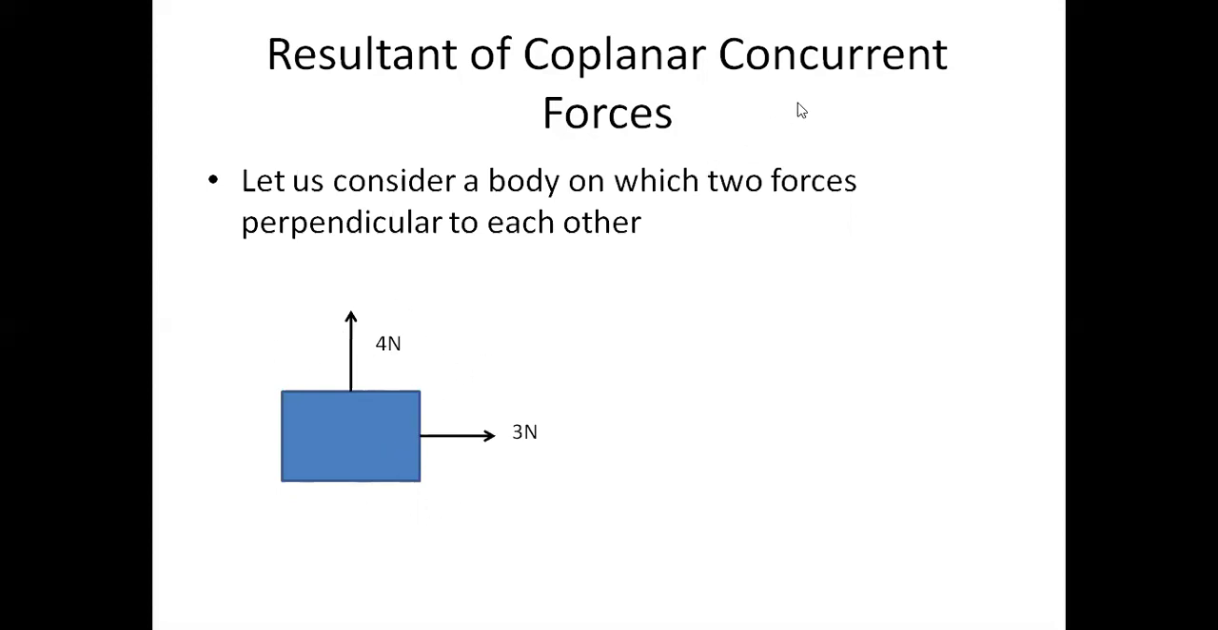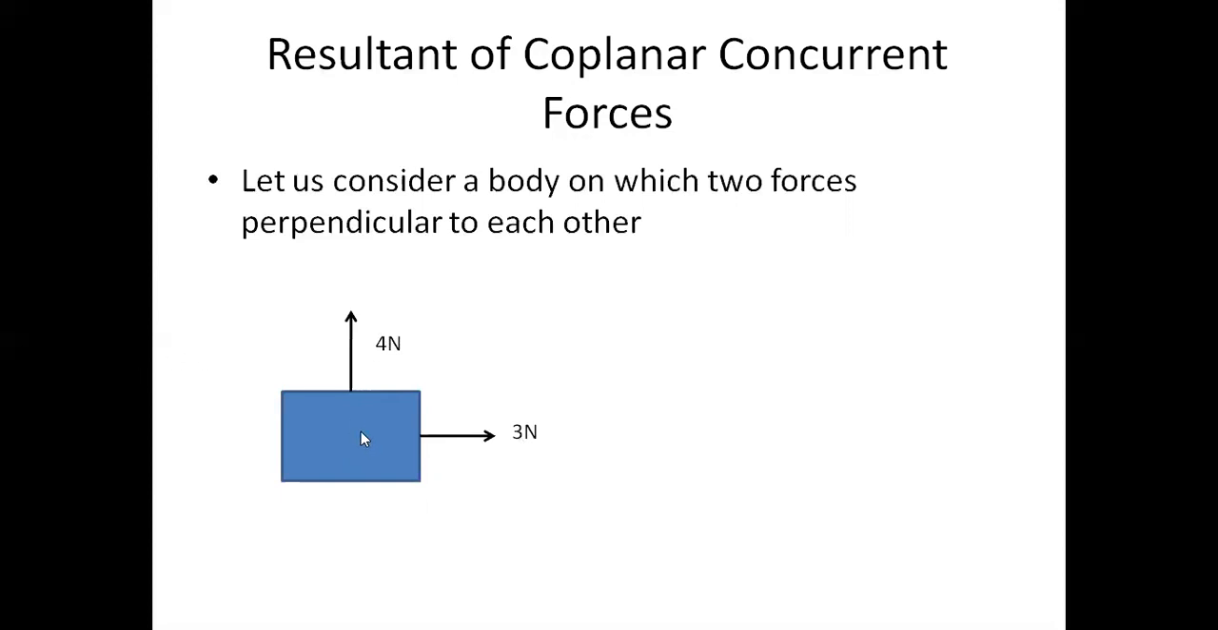Whereas under concurrent, if we look at this, they are not meeting. It looks as if it is not meeting at the same point. But if you extend the line of action here, 3 newtons and 4 newtons, they will meet at this point. This point is called the point of concurrency. Therefore, these two forces, 3 newtons and 4 newtons, are concurrent forces. So this is a coplanar concurrent force system. So now we have to find out the resultant of this system.